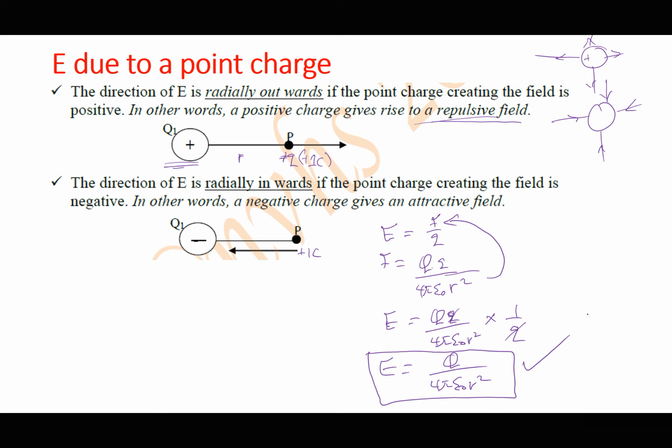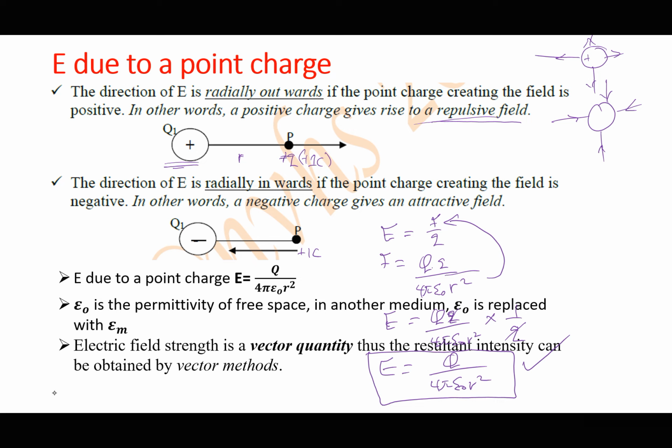We imagine a unit positive charge placed in the electric field. The force it experiences, and the direction it experiences, is actually the electric field strength at that point. The direction in which a unit positive charge moves is the same as the direction of the field. The force it experiences at that point is the electric field strength. Therefore, we are saying that E due to a point charge is given by this expression here.